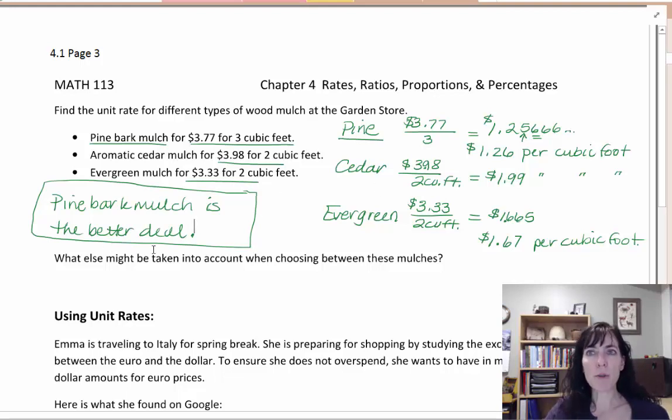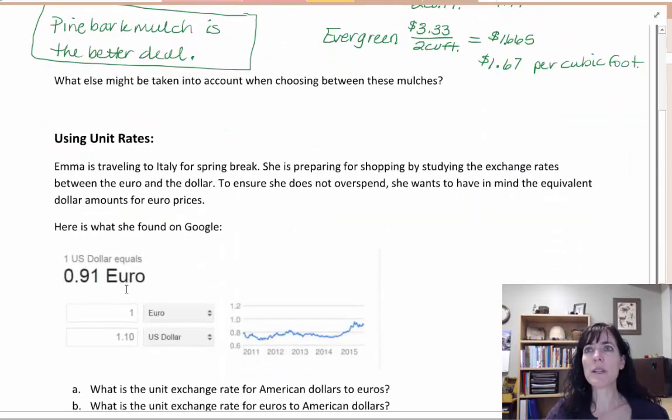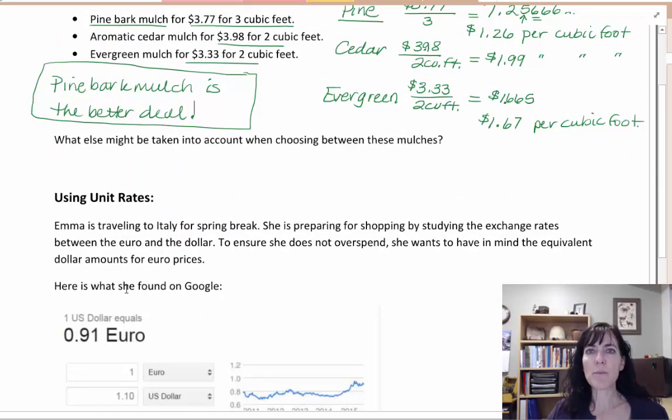Given that the pine bark mulch is a better deal, what else might you want to consider when you're choosing between these mulches? I, for one, really love the smell of cedar, and this one says aromatic. So I might really just want to go with the aromatic cedar. Smell might be a concern. We might also be worried about how big the chunks are. I've seen really small chunks of bark versus giant chunks, so the size of the chunks. I've also seen different colors, like one might be more yellowish white, the pine, I think, versus a more red, which would be the cedar. And so the color might be an issue for you.